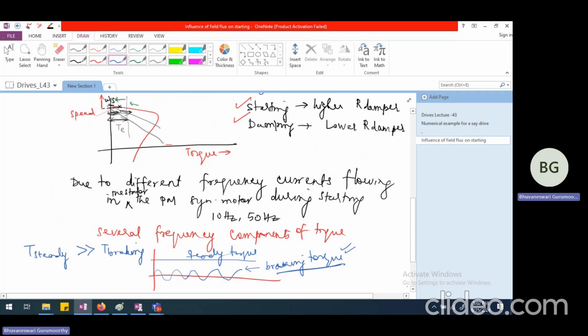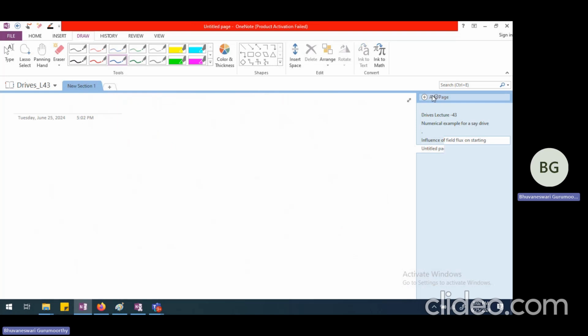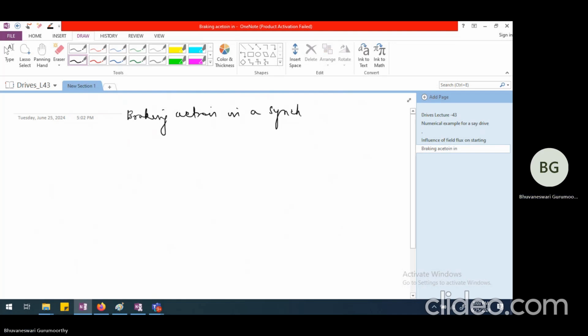So it has to be designed in such a way that this happens properly so that it is able to start properly. So these are certain things that we need to take care of when we talk about a permanent magnet synchronous motor being started. Similarly, induction start, synchronous run motors are started properly with the help of damper bars. Okay. So the next thing that we are going to look at is braking action in a synchronous motor.